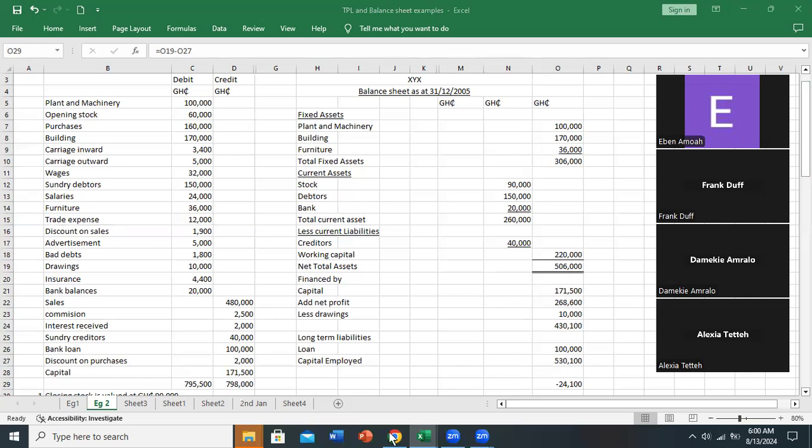Now to the other issue that we have to deal with, that is the filling of the form. It's very important.